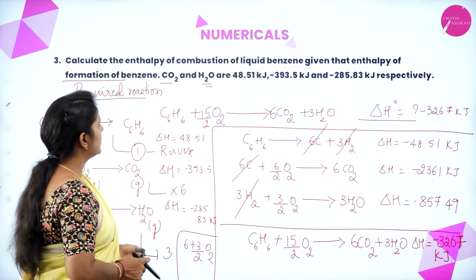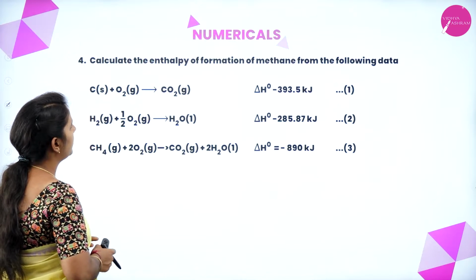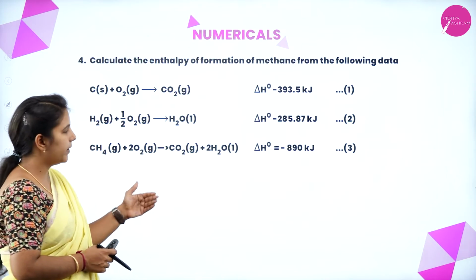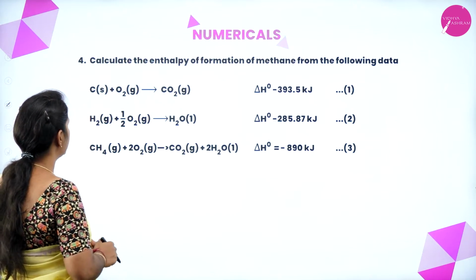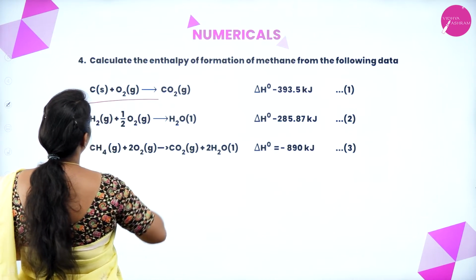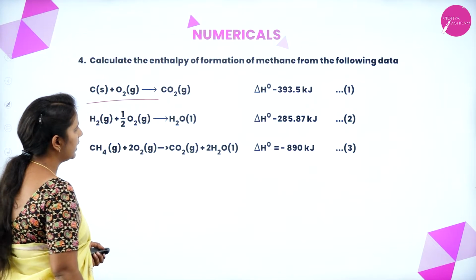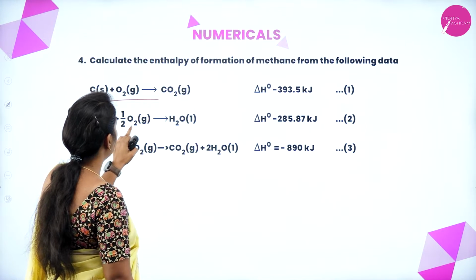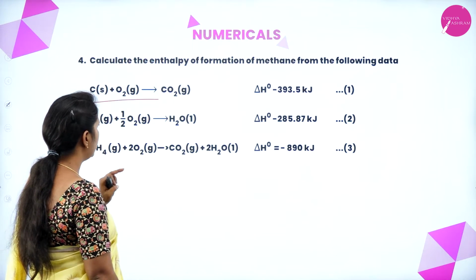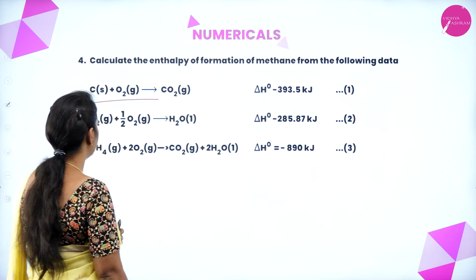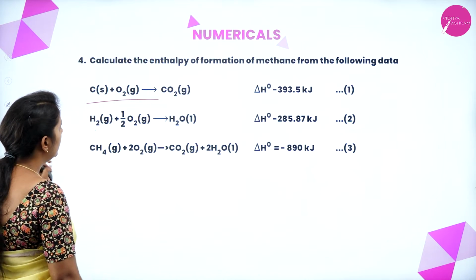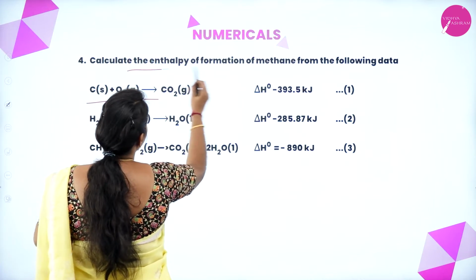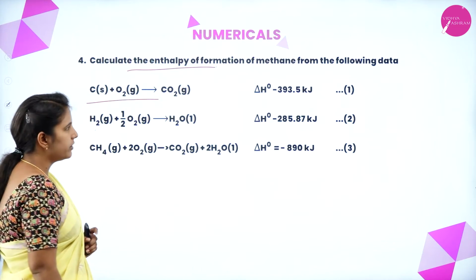We'll take up one more example. Calculate the enthalpy of formation of methane from the following data. See, they have already given the reaction. In the first reaction, they have given carbon and oxygen reacting to give carbon dioxide. Change in enthalpy they have given. Similarly, hydrogen combines with oxygen to give a water molecule, and also they have given the methane reaction. Now, if you see this, what is the required reaction for me? The required reaction is the formation of methane.